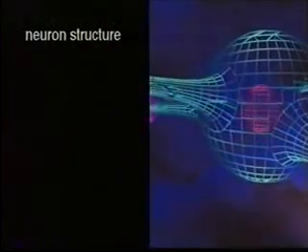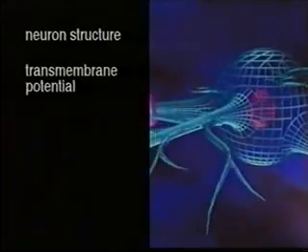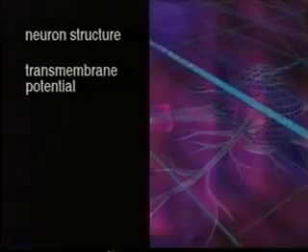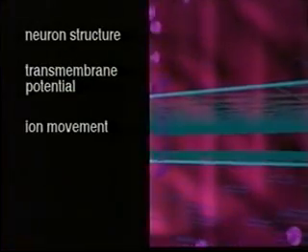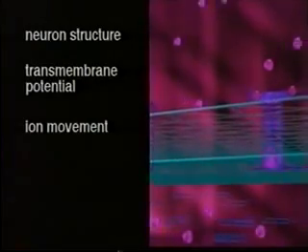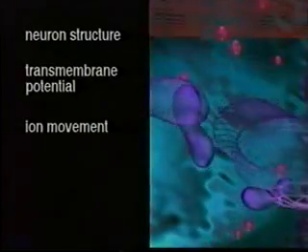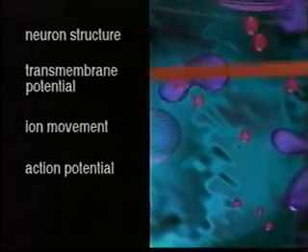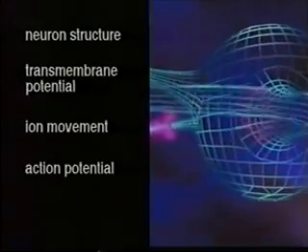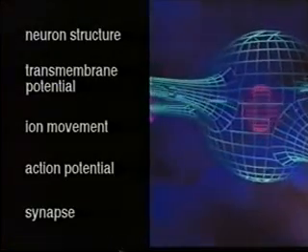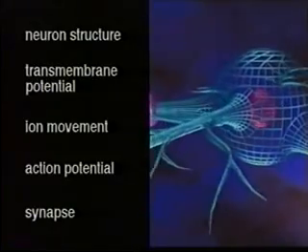To begin to answer this question, this video tutor segment will cover several aspects of neurophysiology. First, we'll start with a look at the structure of a neuron. Then, we'll define transmembrane potential and examine how neurons maintain theirs. Next, we'll look at how the movement of ions across the cell membrane affects the transmembrane potential. Finally, we'll examine an action potential. We'll see how it is propagated along the membrane of a single neuron and how a stimulus is transmitted to another neuron across the synapse.